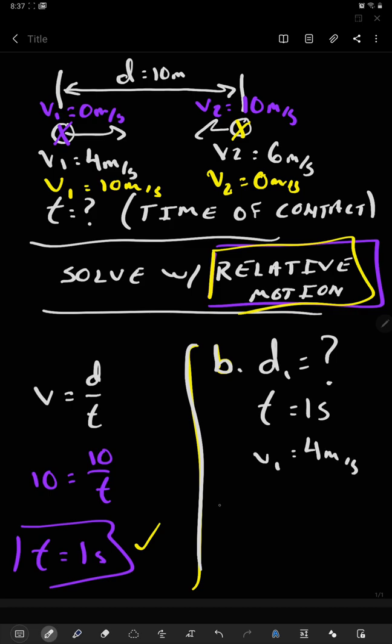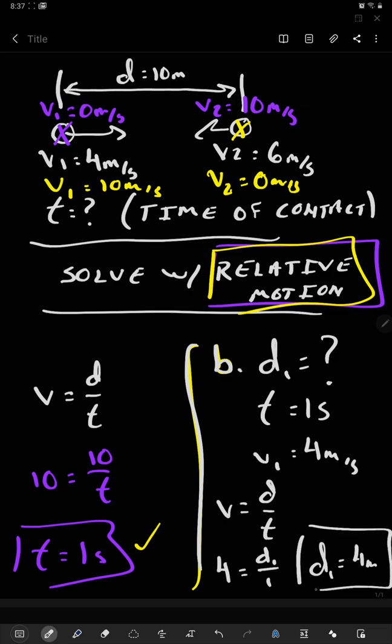So for this one, you're going to use, again, v equals d over t because it's constant motion. This time you would use the 4 as the velocity. Distance you would leave out, and you'd put in 1 second. So d1's going to go 4 meters before it hits object 2 or makes contact with object 2.